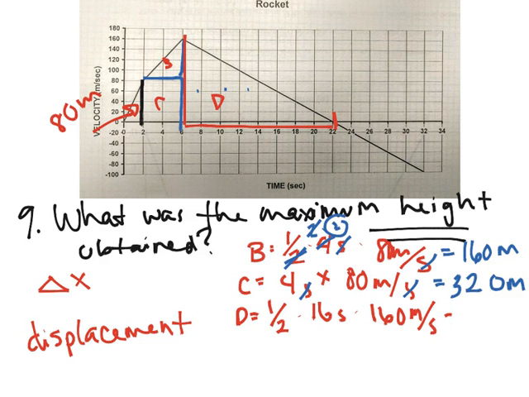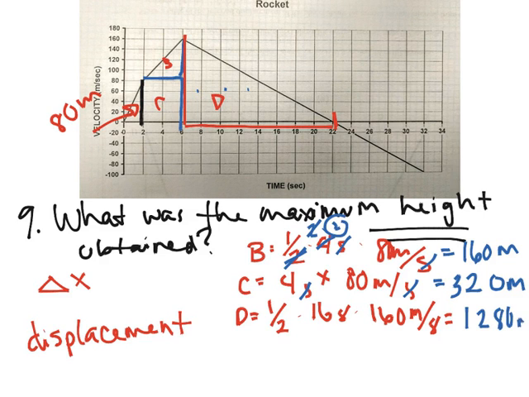Again, I would probably type this in your calculator. Remember, cross out your seconds. So that's 16 times 160 divided by 2, which would give you 1,280. Remember, this rocket has gone really high, 1,280 meters.